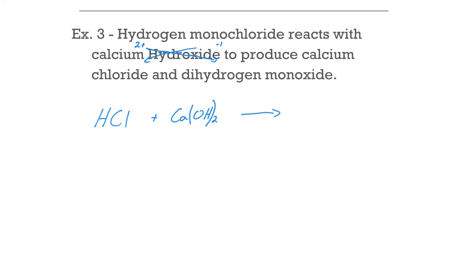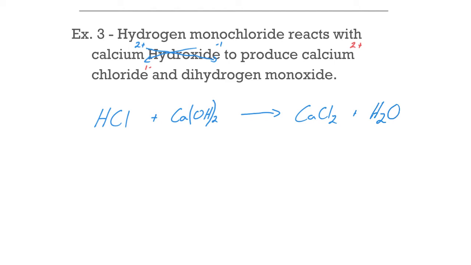calcium chloride. Now it's written on separate lines, so hopefully that doesn't throw you off. But calcium, again, we know is 2 positive, and chloride has a charge of 1 negative. So when I crisscross those, I have calcium Cl2. And then we have dihydrogen monoxide. This is a molecular compound, and you might recognize this right now. Dihydrogen, 2 H's, monoxide, 1 O. That's the chemical formula for water. So there's our chemical formula.